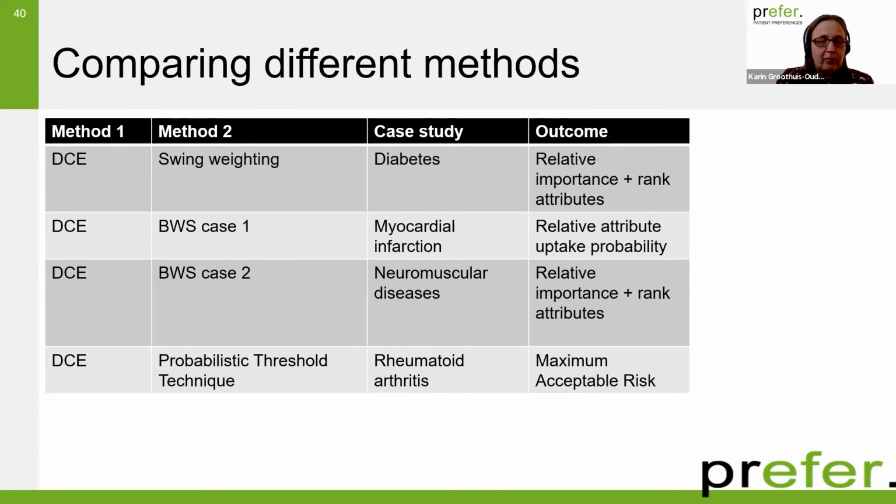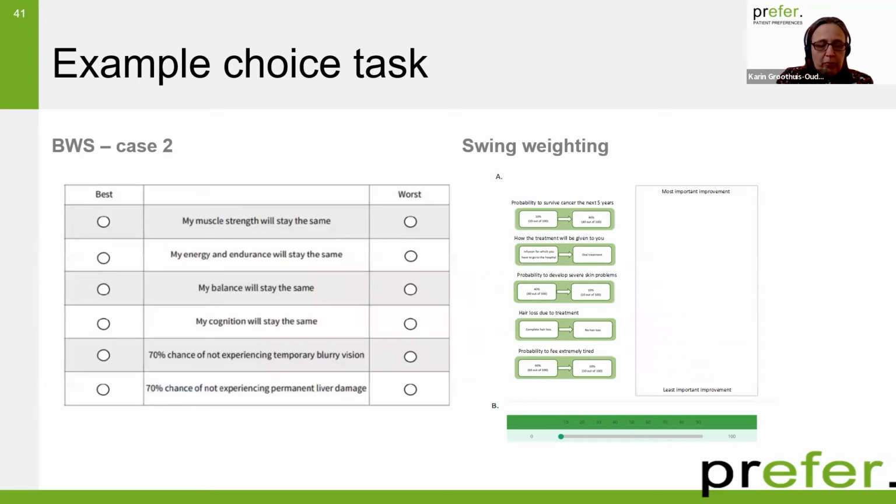Next slide, please. To give you an example of how the different choice tasks look like, on the left you see a choice task for best worst scaling case 2. In this case, you see that there are 6 attributes and levels, and the respondent is asked to pick the best and the worst out of those 6.